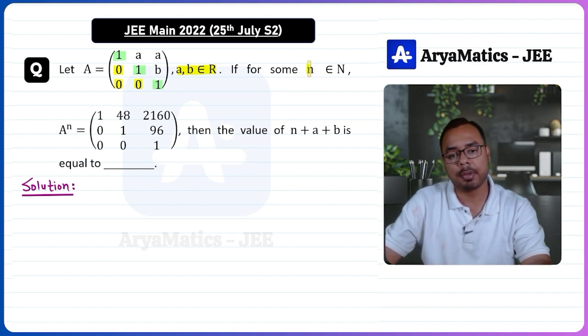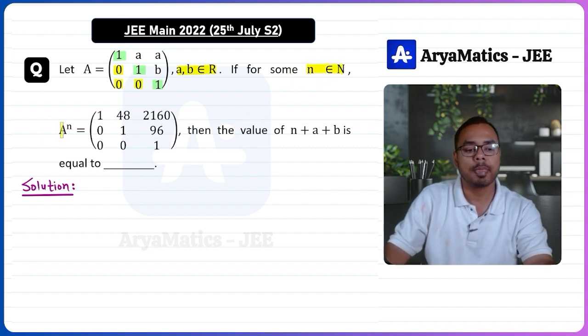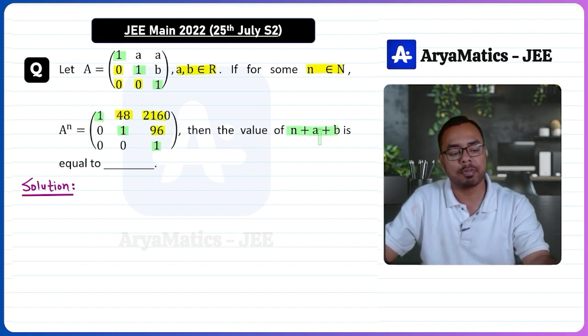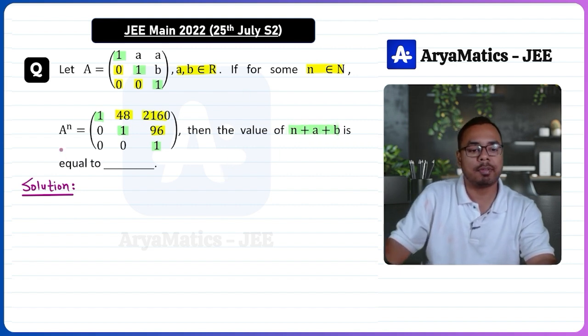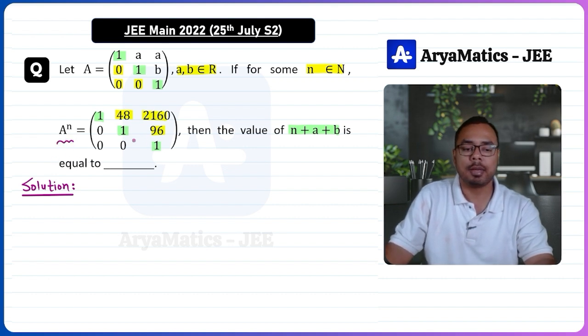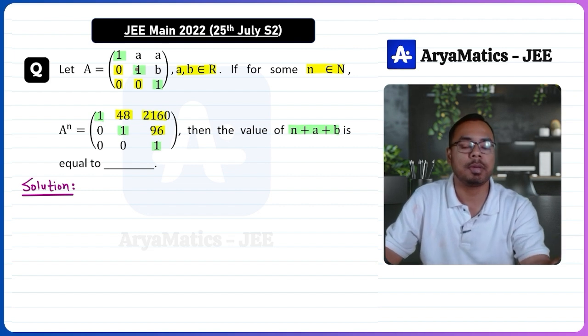If for some n belonging to the natural numbers, matrix A raised to n is this matrix where on the diagonal we have 1, 1, 1, and the elements above the diagonal are these three elements, and the elements below the diagonal are 0, then we have to find the value of n plus A plus B. So basically here we have to calculate this matrix A raised to n in terms of n, and then by comparing the corresponding elements we need to get the values of n, A and B.